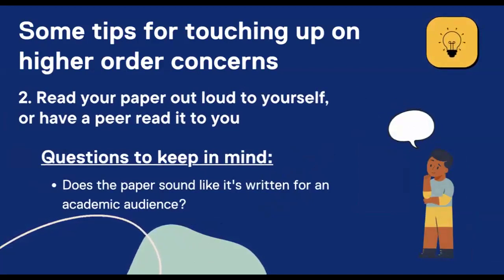Audience awareness is a very important factor in an academic paper. We all have different tones that we adopt depending on who we're speaking to. You probably don't talk to your friends in the same way that you talk to your parents, and you probably don't talk to your parents in the same way that you talk to your peers. Try to make sure the tone of your paper matches the academic audience you're addressing. For example, it shouldn't sound like it's written to your friends.